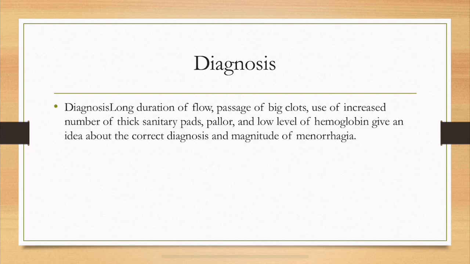When the woman is pale and her hemoglobin level is low, she is using more thick sanitary pads, the duration is prolonged, and big clots are found, then this is known as menorrhagia. This is how you are going to diagnose menorrhagia.